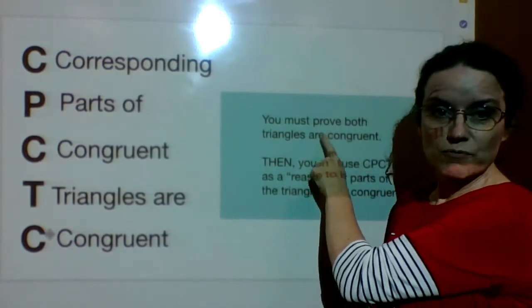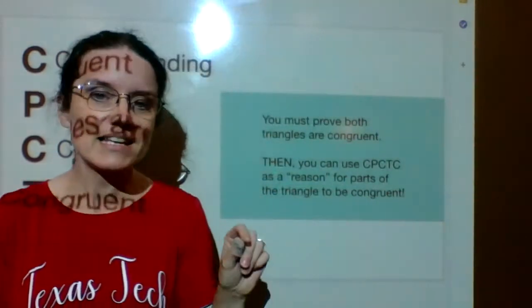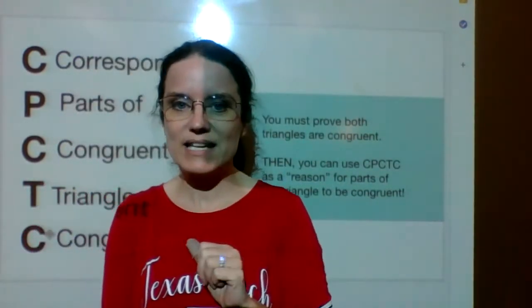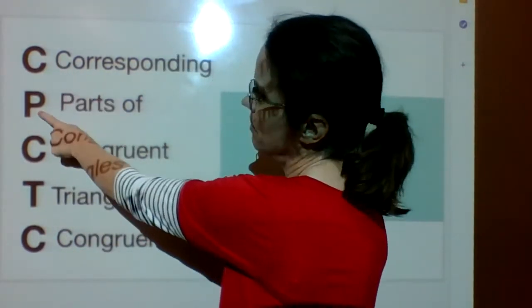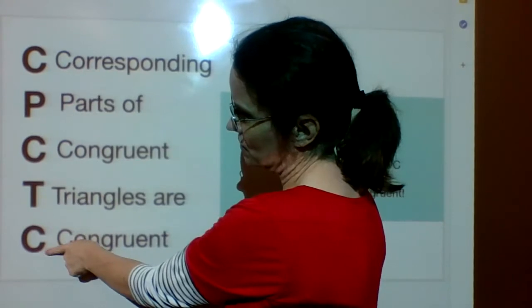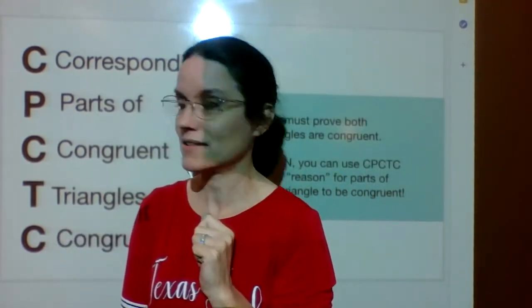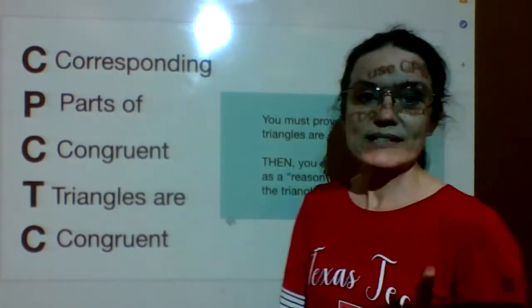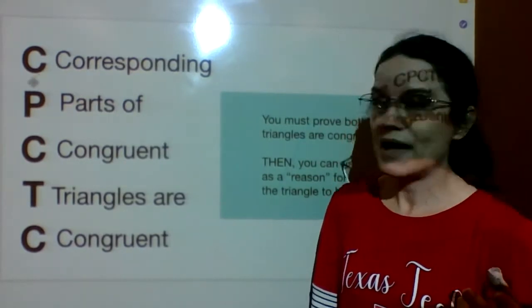If you prove both triangles congruent, you can use that to then say any parts you weren't sure about matching up now do indeed have to match up. And so then you can say that corresponding parts of congruent triangles are congruent. CPCTC. See if you can say that five times fast. Okay? And so you can use this as a reason to say two parts of triangles are congruent that you didn't know ahead of time.